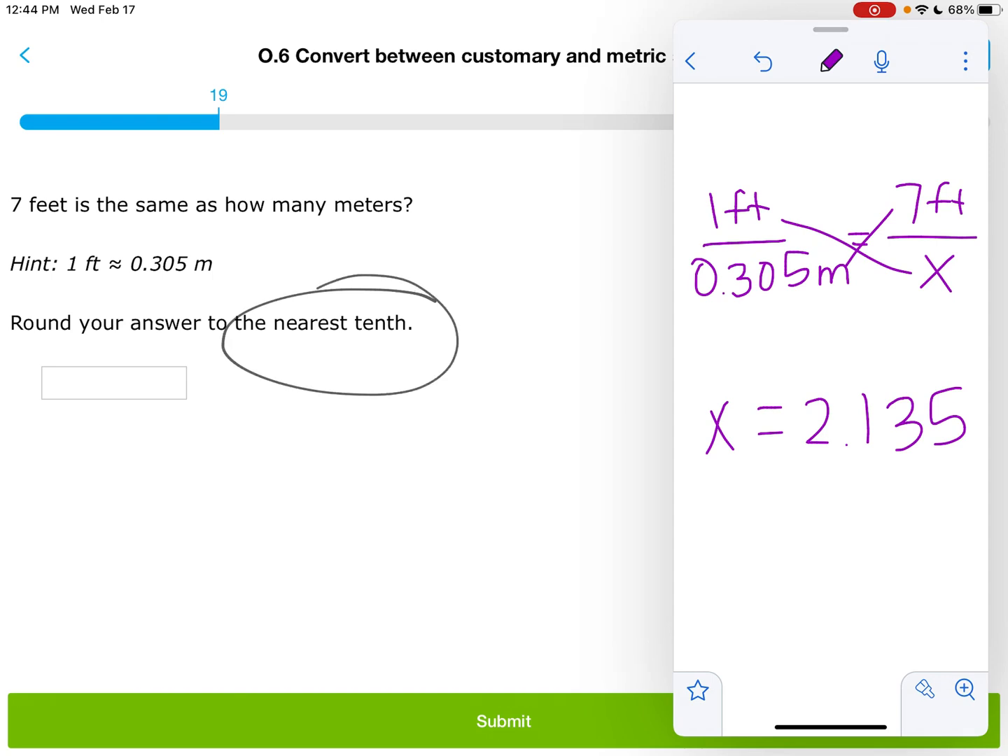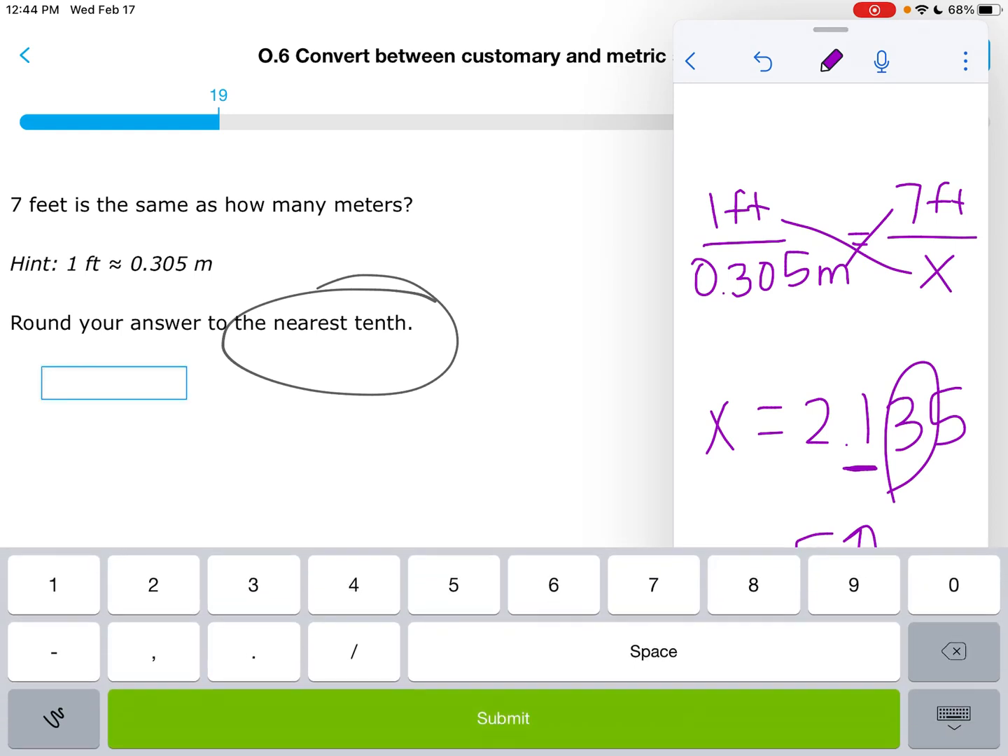But now we have to be careful because it says round to the nearest tenth. So the tenth is our 1, so we look at the 3. Is it 5 or more, or 4 or less? Right, it's 4 or less, so that stays the same. So our answer is just 2.1.